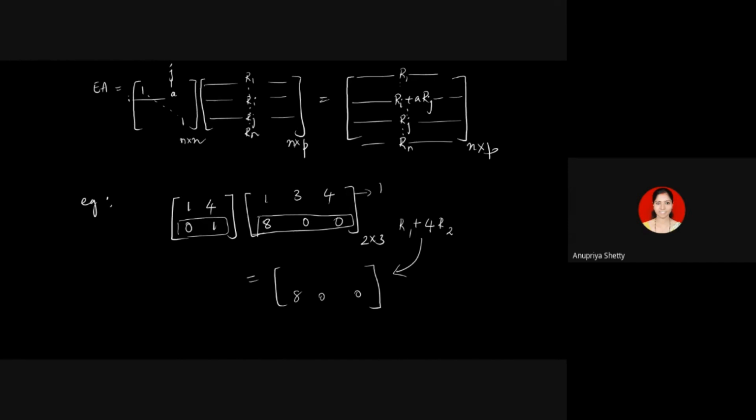If I call this row R1 and this row R2, you have to multiply R2 with 4 and add it to the first row. That will give us these entries. Or just use the usual multiplication definitions.